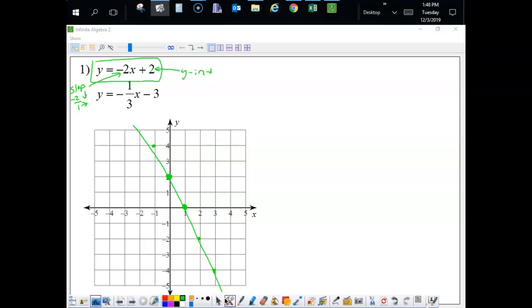All right, let's do the next one. So where am I going to start for this one? At -3. So let's put a dot at -3. And I'm going to go, it's negative again. So when your slope is negative, you go down, but we always go to the right.